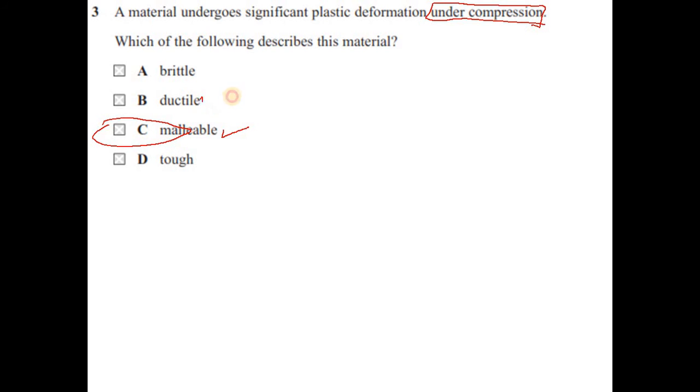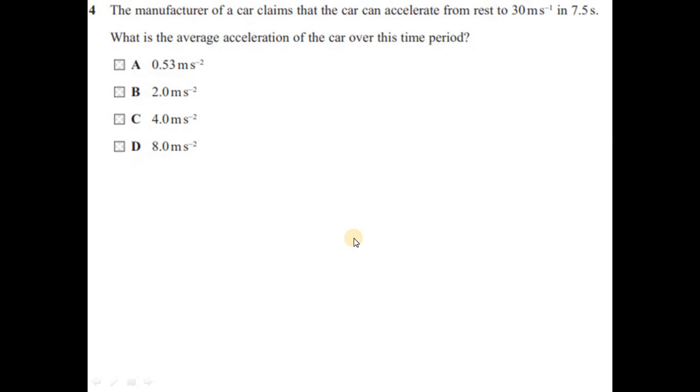Remember, ductile is a material which is deformed under tension or tensile force, and if under compression, it is malleable. Option C.